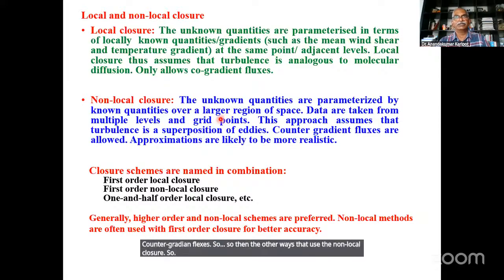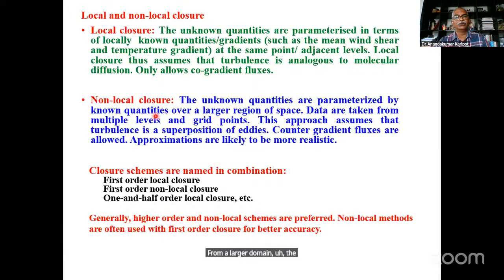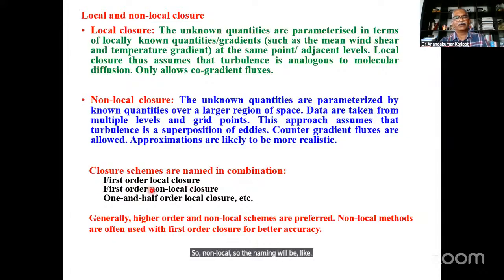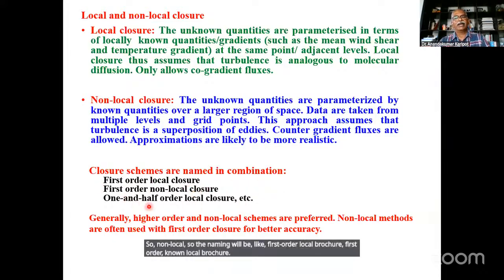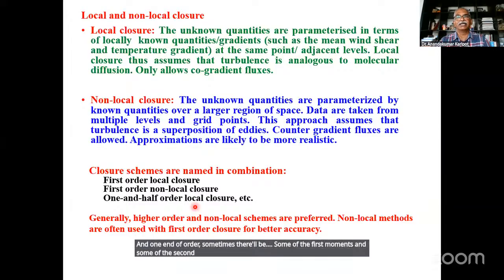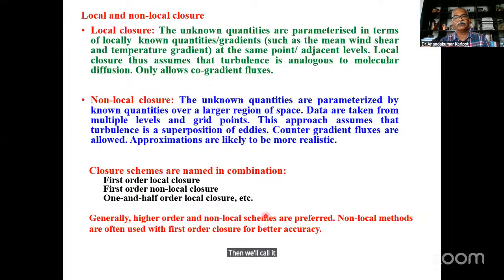So here, instead of just those two levels, the information available from a larger domain is used to calculate those fluxes. And then the naming convention is basically a combination of both the order and the local or non-local. So the naming will be like first order local closure, first order non-local closure, and 1.5 order. Sometimes we may keep some of the first moments and some of the second moments, then we call it 1.5 order local closure, like that.